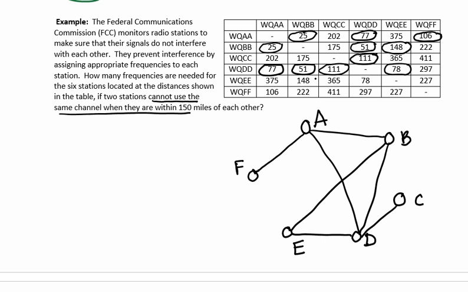Vertex E is within 150 miles of B, already have that one. And D, already have that one, so that one's good. Vertex F is within 150 miles of A, which we already have, and the rest of them are outside that range. Okay, so we're going to start with our first frequency.